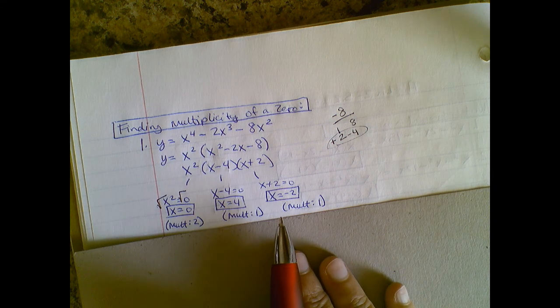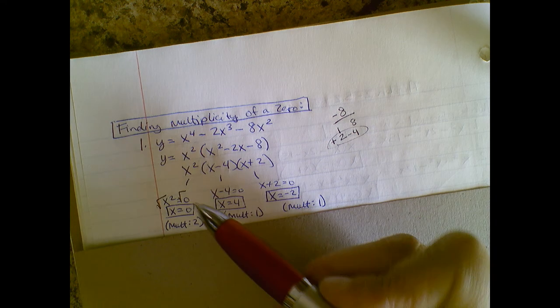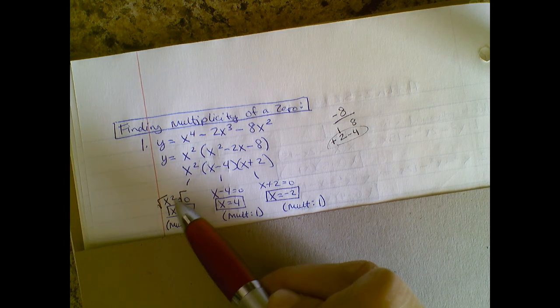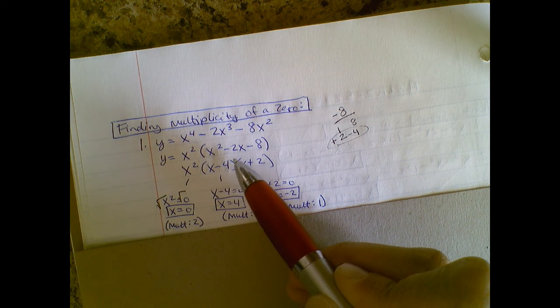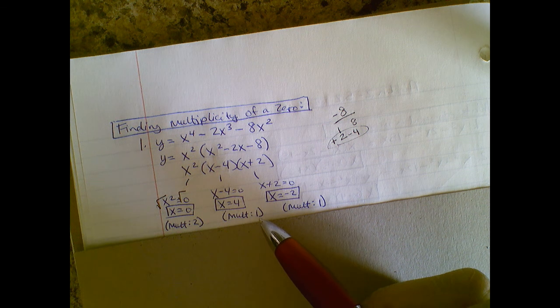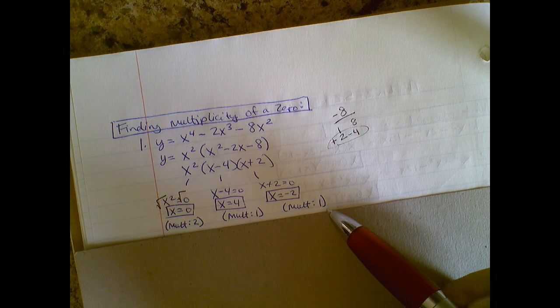And then to find the multiplicities, how often they occur, we get the exponents. So this one is to the second degree, so the multiplicity is 2. This one didn't have an exponent if you look back in factored form, so the multiplicity is just 1. This one didn't have an exponent, so the multiplicity again is 1. You're never going to have a multiplicity of 0 because that's just saying that term does not exist.